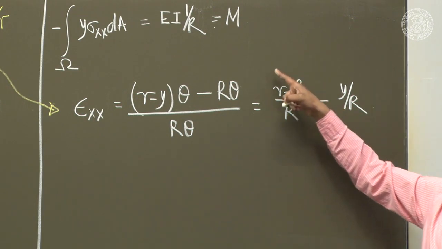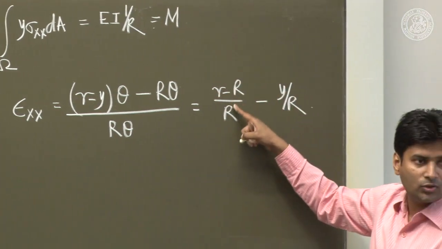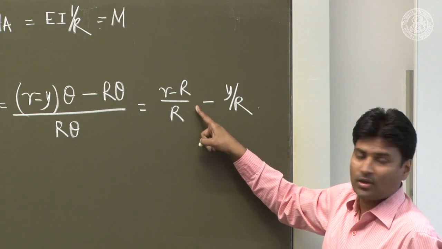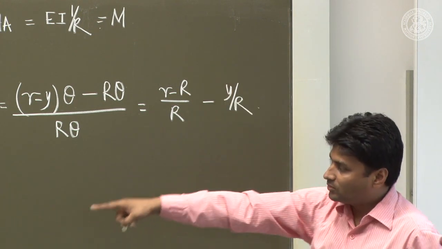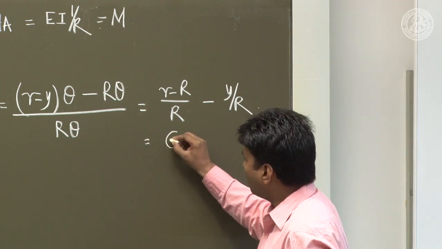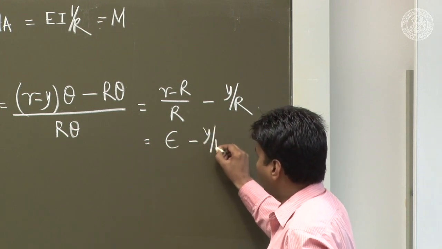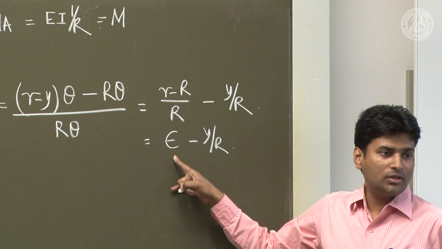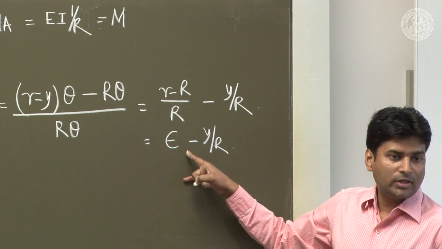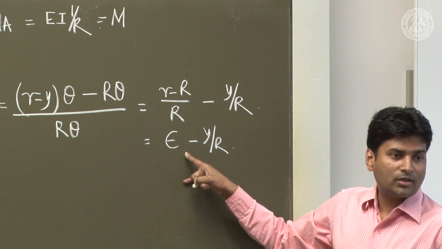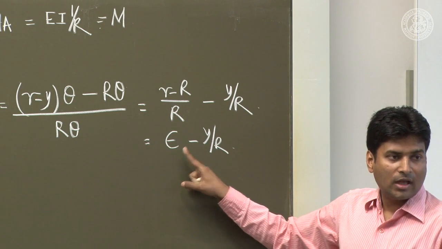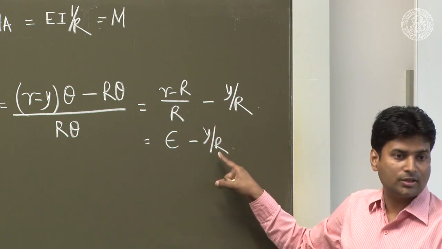So what you see here does not change with y. It's a constant in the cross section. This is a constant term, and then you have your familiar term that you had earlier. So you could write it as some epsilon minus y by r. And this is actually the axial strain of the neutral axis, isn't it? So it's like axial straining. You have a beam and you have stretched it. That's why this one comes. And this is, again, your bending strain.